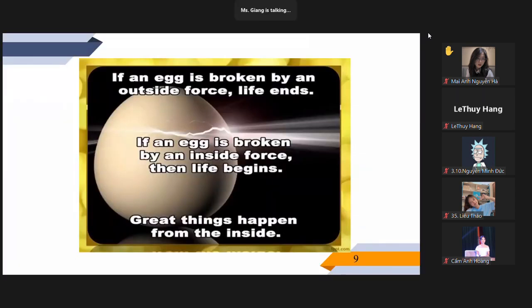I have a picture, and in this picture, there are some statements. I think that you should read this statement before we continue to the other parts of our topic today. If an egg is broken by an outside force, life ends. However, if we see the egg is broken by an inside force, life begins. Great things happen from the inside.